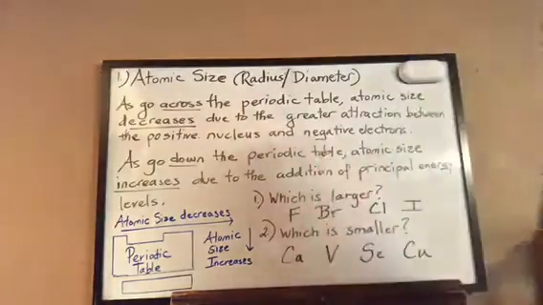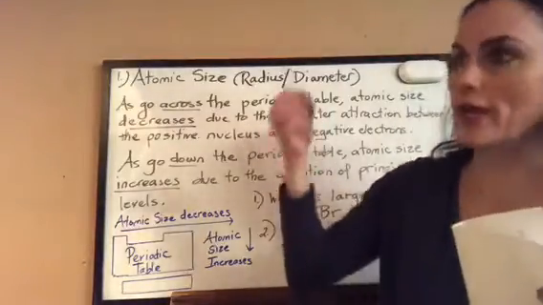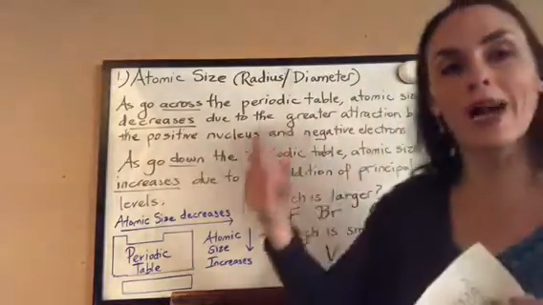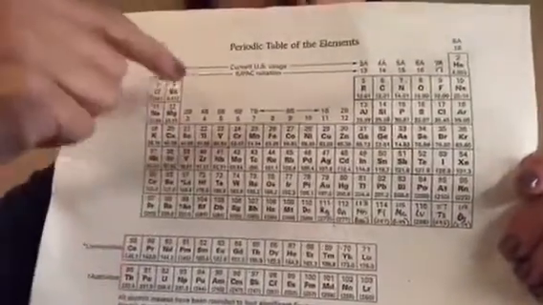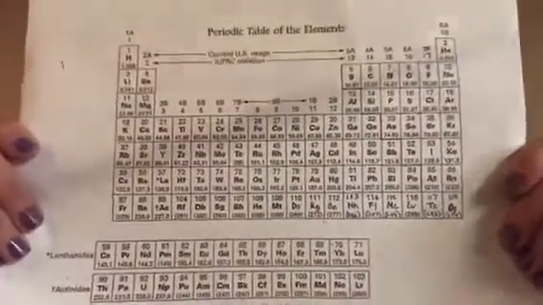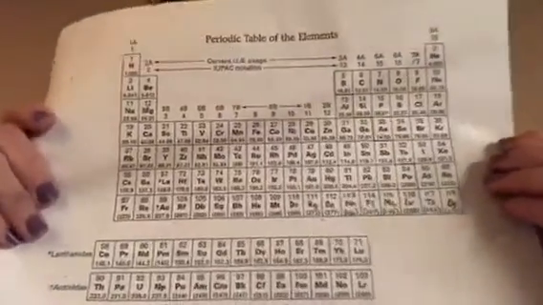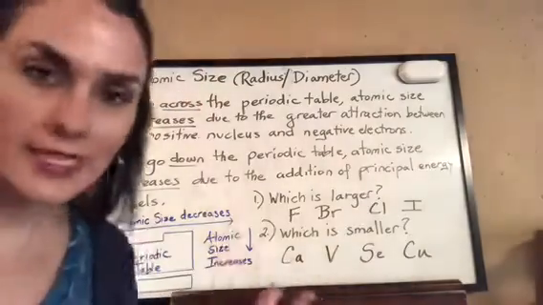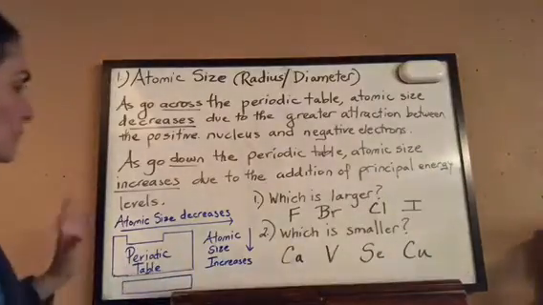Now, as we go down the periodic table, we're adding additional principal energy levels. We're going from 1s to 2s to 3s to 4s. We are adding additional principal energy levels, which is widening that overall radius, diameter of the atom. So as we go down the periodic table, the increase in principal energy levels allows for the widening of the atom, and therefore a greater atomic size, radius, diameter, whichever term is being used to define the same concept.